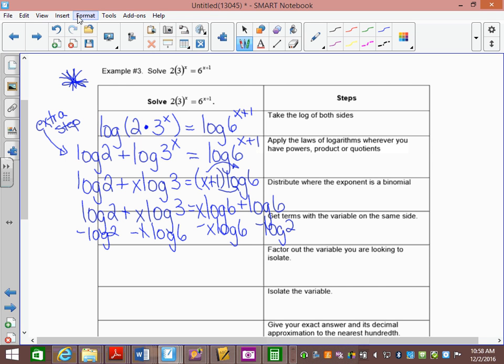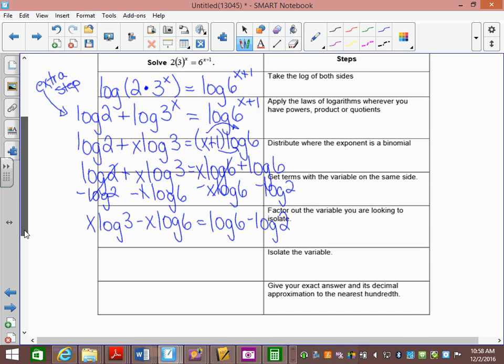Could I have subtracted the x log 3 and subtracted the log 6 and been completely correct? Yeah, it doesn't matter. I just picked one x to move to the other one. Don't spend numerous amounts of hours trying to figure out which one's better. Just pick one and move it. So I moved these ones and I moved these. So now I have x log 3 minus x log 6 equals log 6 minus log 2.